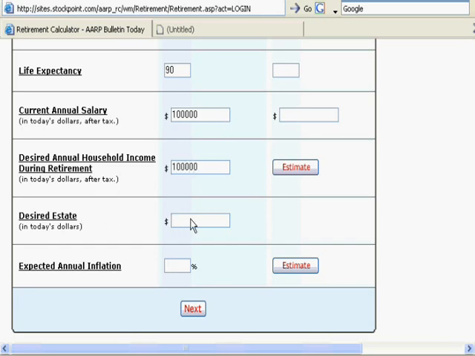and this is where you can make a decision as to whether or not you want to have an estate, any money left over that you'd like to pass on, and expected annual inflation. Some people use 3%, others use 2%. I'm going to use 4%.